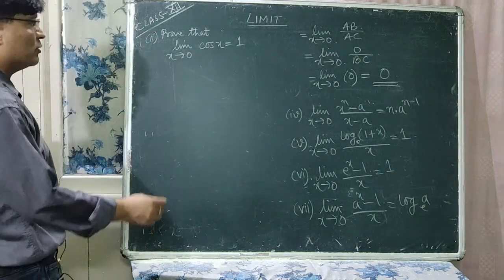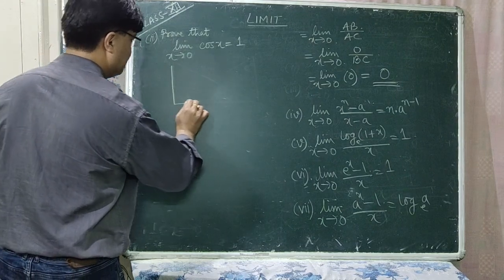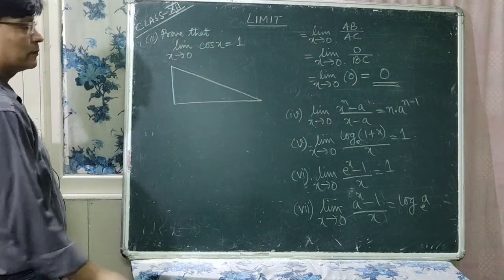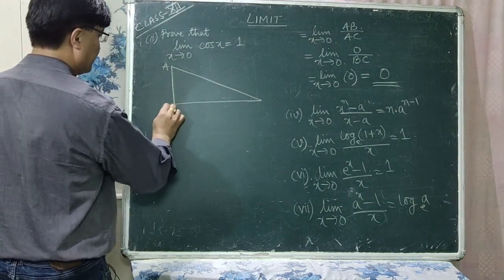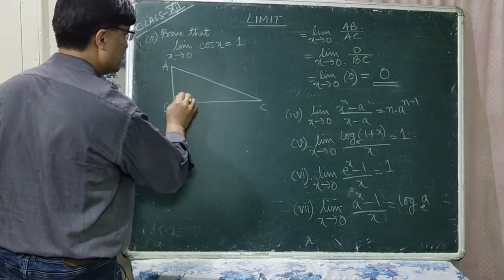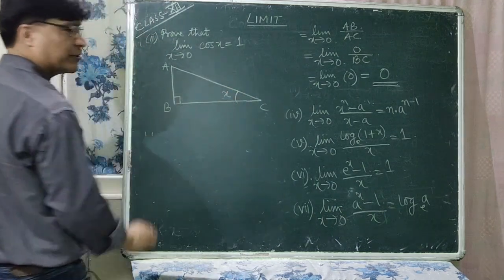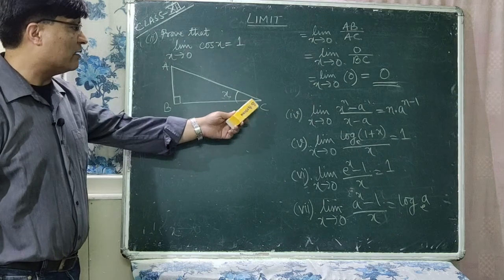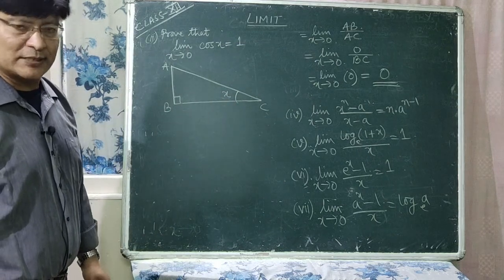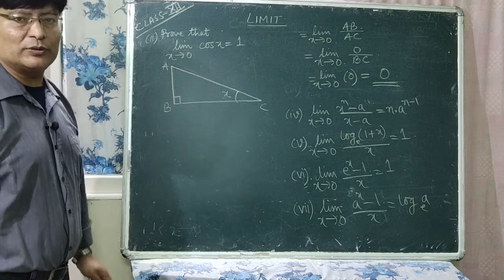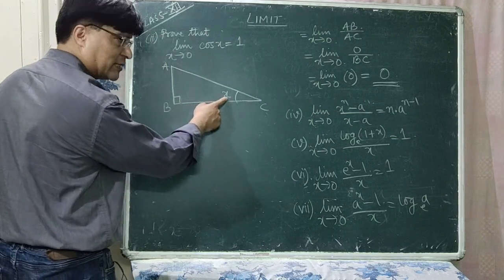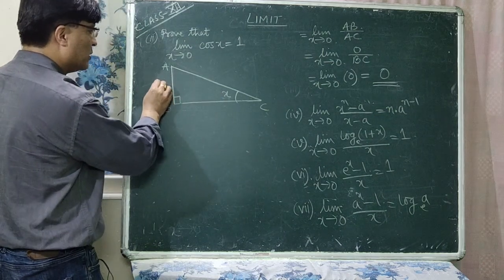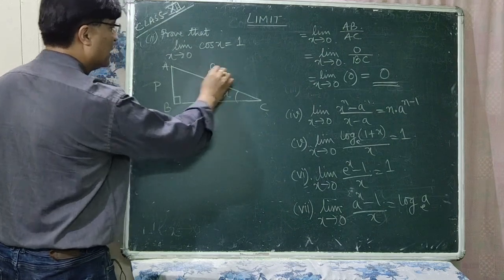Again, with the help of a right angle triangle, you can prove it. This is A, this is B, and this is C. This is 90 degrees, and suppose this angle is X. So angle B is 90 degrees. Let us consider the right angle triangle ABC with angle C equal to X. If you consider this angle X, the side AB opposite to this angle will be the perpendicular. This will be the base, and this is the hypotenuse.